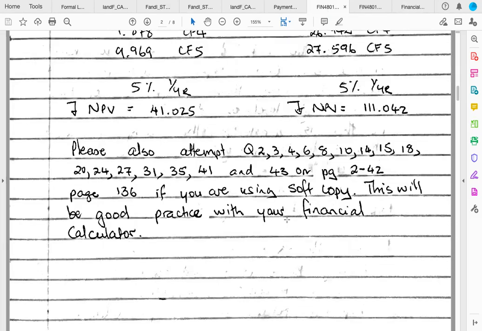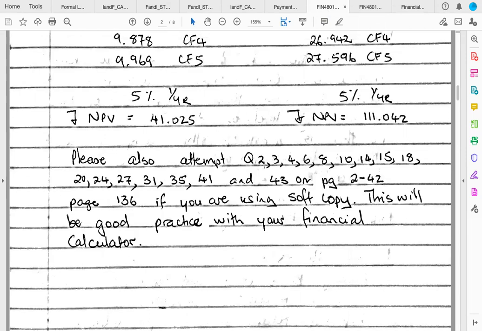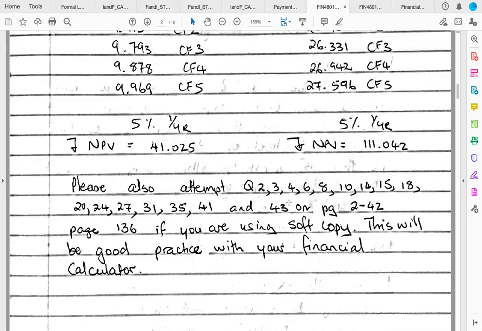What I would advise you to do rather is just to attempt questions 2, 3, 4, 6, 8 in your prescribed textbook. It's a lot of revision. It's just taking your financial calculator and attempting these questions, just as a means of revision. They're just things you'll be familiar with.